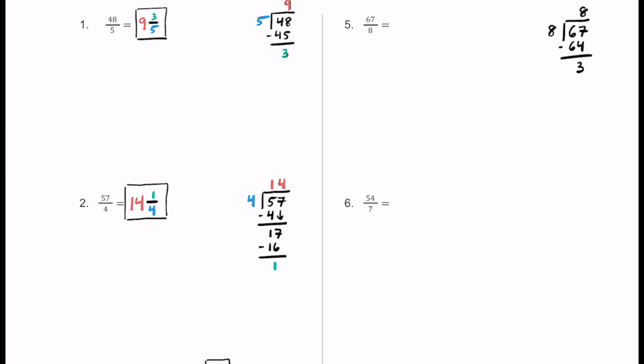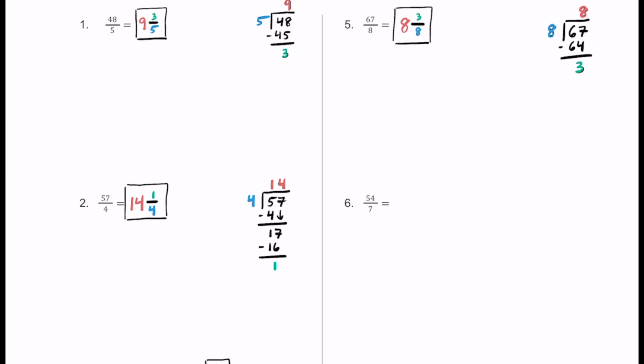Now what does this 8 on top represent? This 8 on top represents the whole number, so it goes in 8 whole times. The remainder of 3 down here at the bottom, that's going to be the new numerator. Okay, as always. And then this 8 on the side here, this was our divisor or the denominator, and that's going to stay on bottom. So this right here is going to be the mixed number version of this improper fraction.